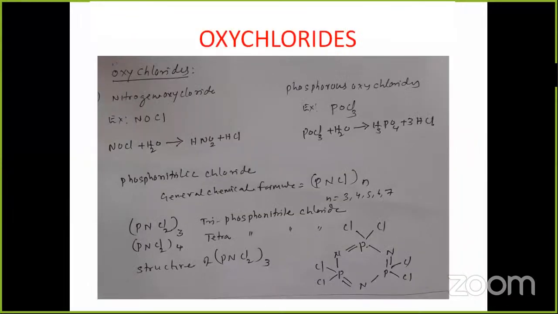Now, another new syllabus topic: oxychlorides. In this group, nitrogen and phosphorus both produce oxychlorides. The best example is nitrogen oxychloride, NOCl, whereas phosphorus oxychloride has the formula POCl3. The hydrolysis reactions are important. If you take NOCl, nitrogen oxychloride, when dissolved in water, it produces HNO2, nitrous acid.